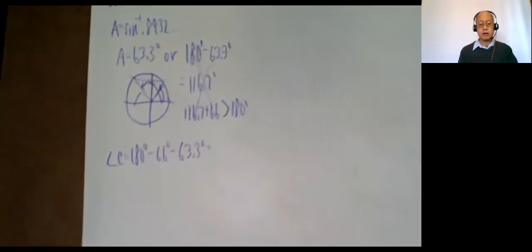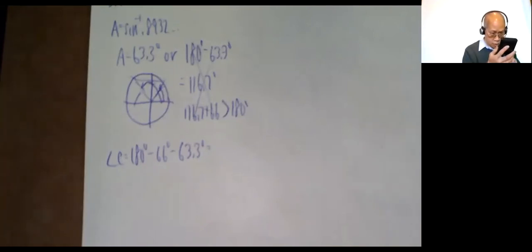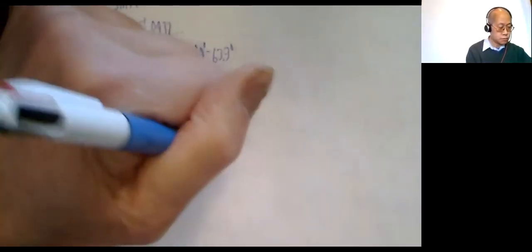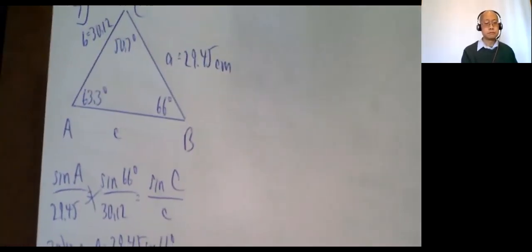So angle C is 180 minus 66 minus 63.3. Okay, so I got that. Figure this out. Okay, so 180 minus 66 minus 63.3 is 50.7. Yeah, so now I know this is 50.7.